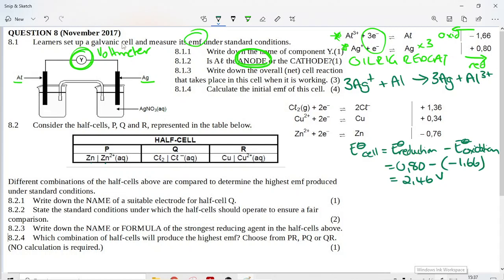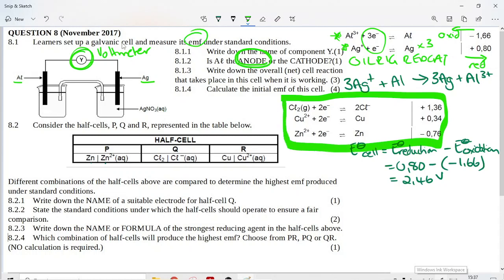Okay, if you look over here, I have put these reactions over here, all of them in order from the table. So it says, different combinations of the half cells above are compared to determine the highest EMF produced under standard conditions. So basically they're using this setup over here, and they will compare these two things with each other because this is a standard 2 galvanic half cell setup.